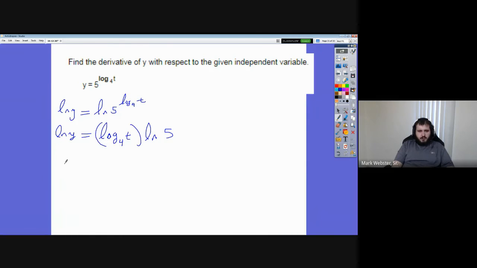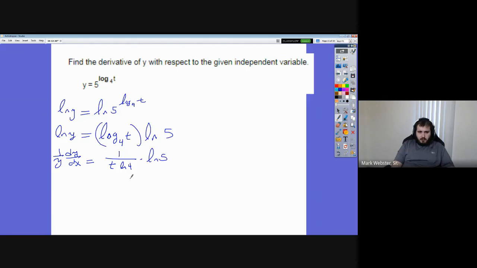Use the definition of log, right? Well, so this one is the easy one, 1 over y dy/dx equals. So again, the only difference between when it's natural log and log base something else is there's an extra little factor down there. Well, derivative of log base 4 of t is just 1 over t times natural log of 4, times this thing. Remember, because this is a constant, we can ignore those while we take our derivative and then put them back.